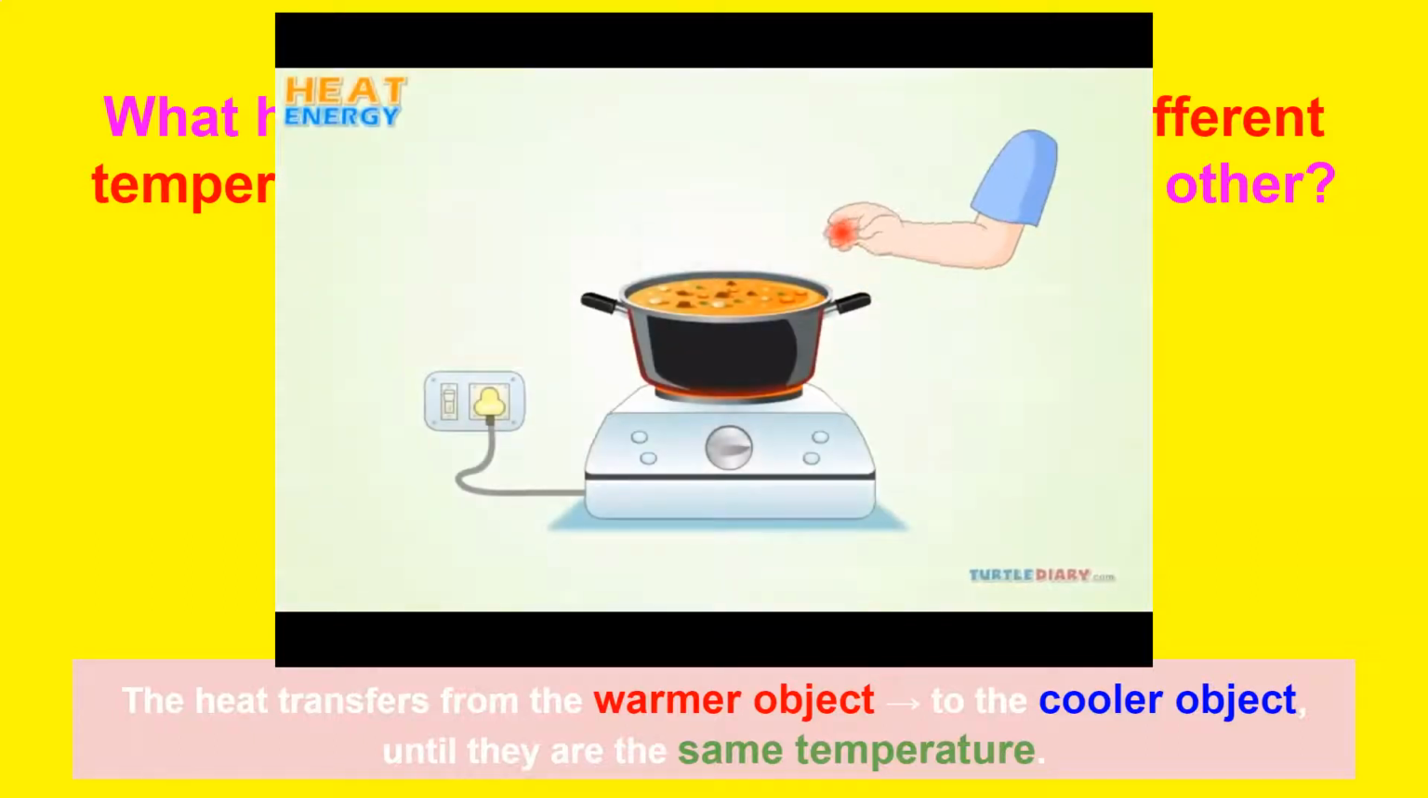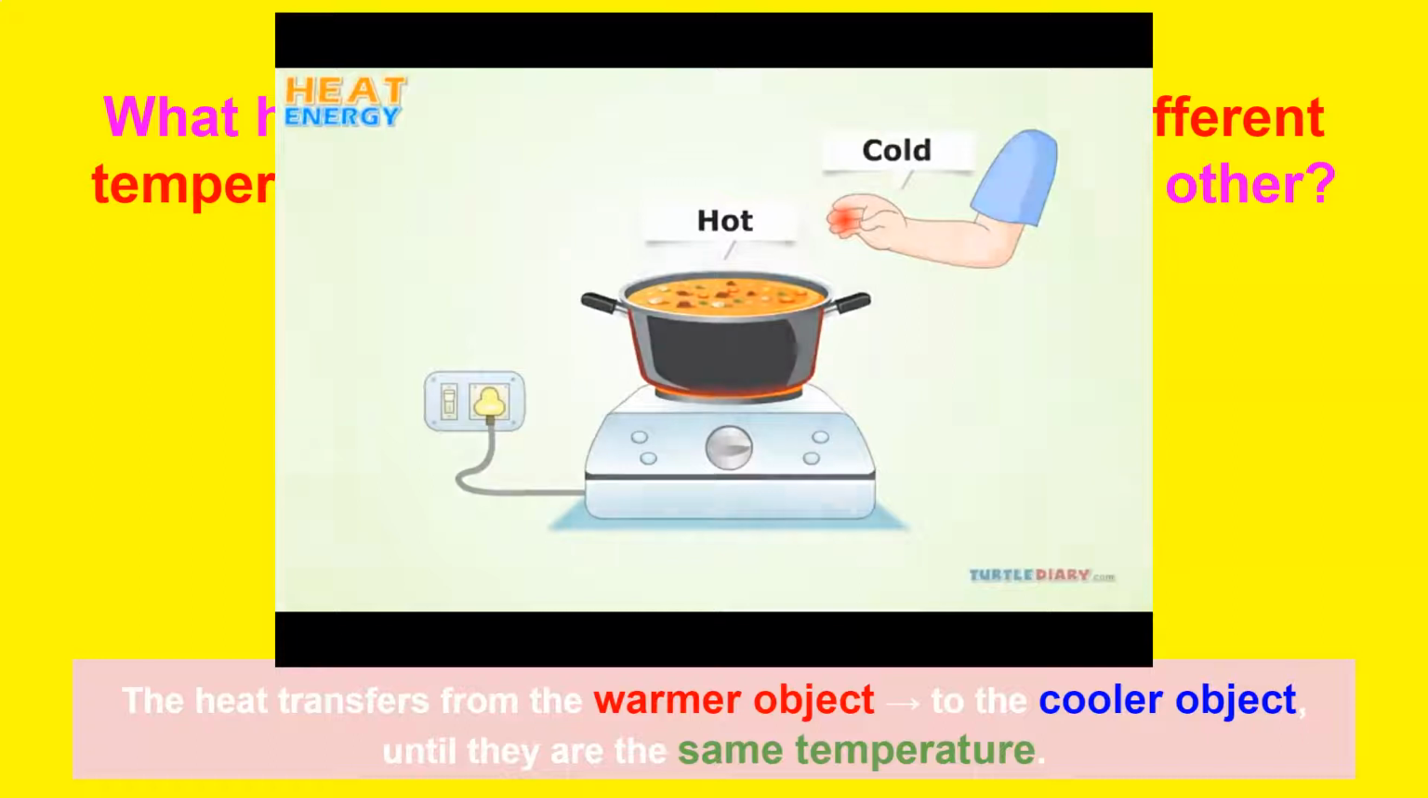Have you ever touched a hot pot that was on a stove? What happens when you touch it? It burns your hand because the heat energy is transferring from the hot pot to your hand. Your hand had a different temperature than the hot pot. Your hand was much cooler than the hot pot. Heat energy always travels from a hotter substance to the colder substance. In this case, it travels from the pot to your hand.